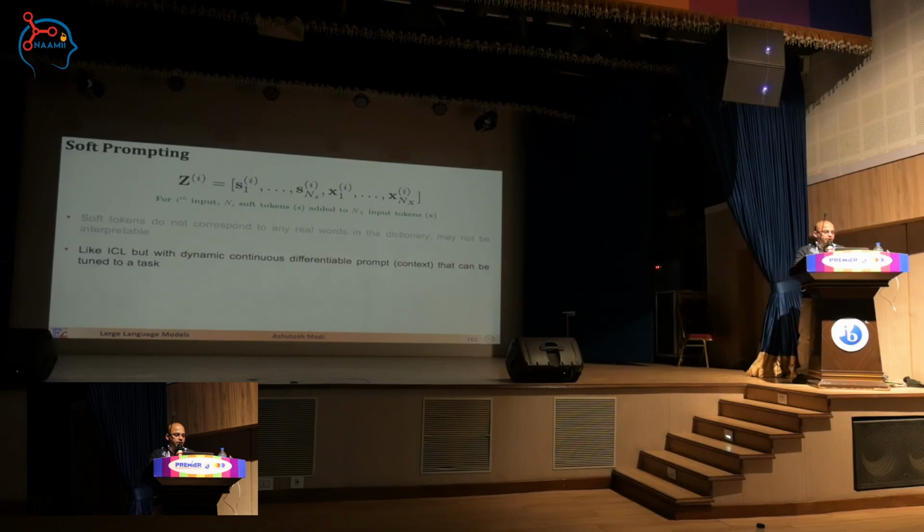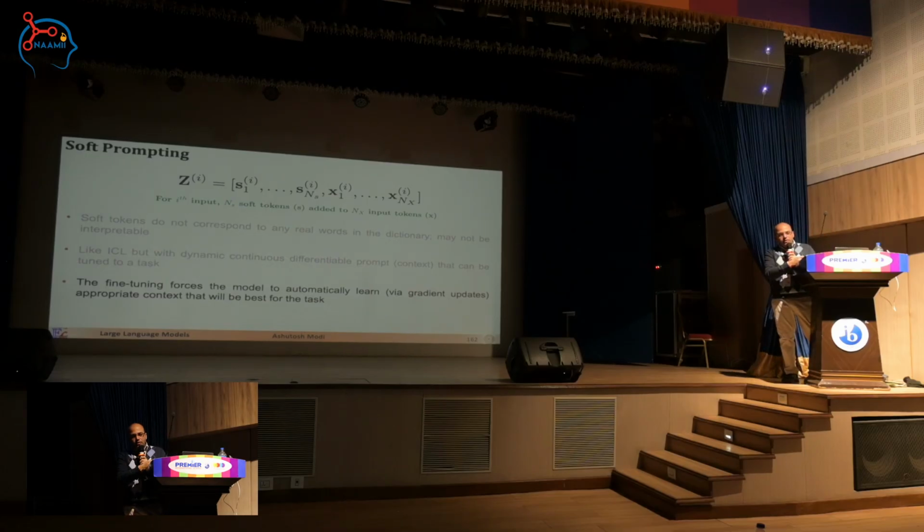So this is kind of similar to ICL, but with a dynamic, continuous, differentiable prompt, right? And obviously we always love things which are differentiable, because it helps in doing backpropagation and all those things. And as I said, the fine tuning is forcing the model to automatically learn the right context. I mean, why does prompting work? Because you are giving the right context. You're creating the ideal situation for the model to continue generating the answer, right? So this soft prompting is providing that context, but in an automated way via these differentiable prompts.